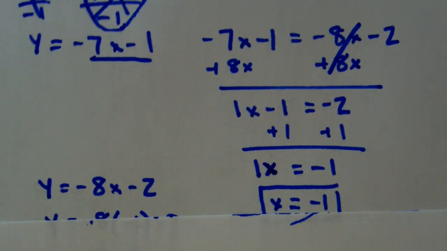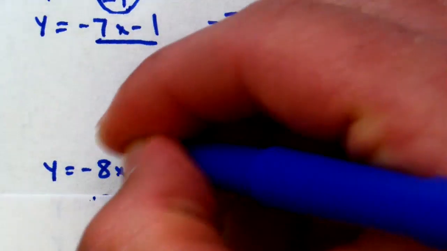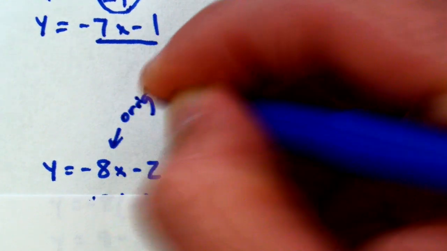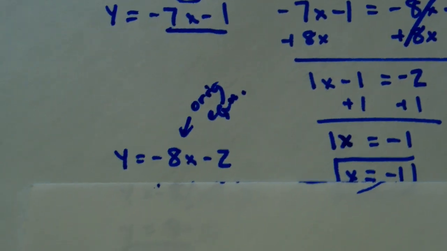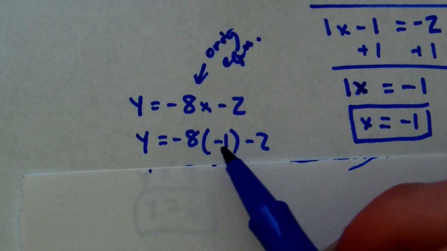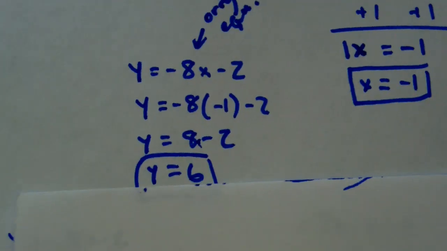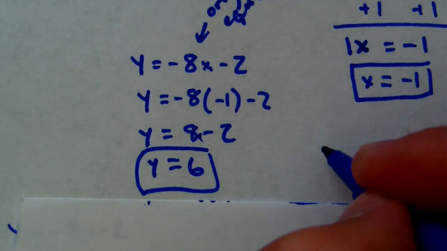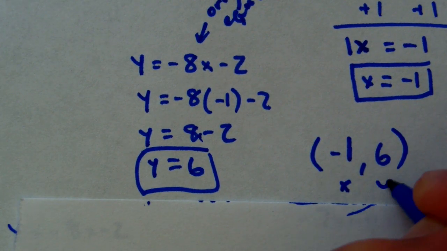Now we take one of our original equations. I took the one that's already solved for y. That's horrible writing. y equals negative 8x minus 2. I'm going to plug in negative 1. So negative 8 times negative 1 gives us 8 minus 2. y equals 6. So our coordinate point is negative 1, comma 6, x, y.